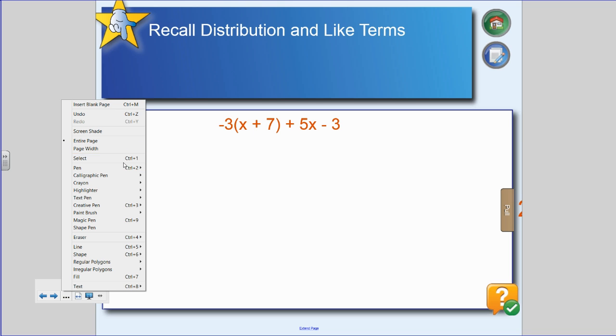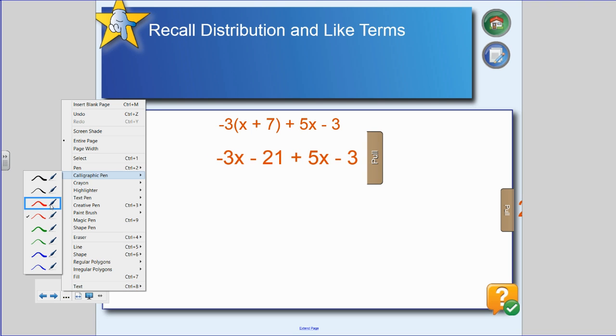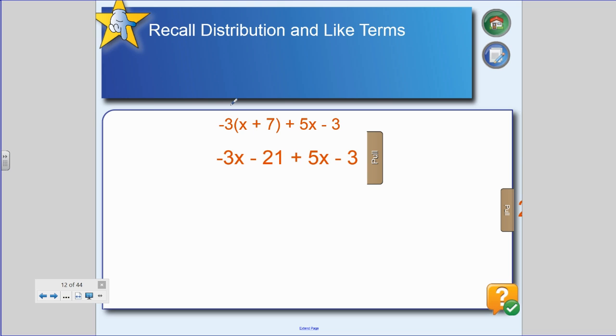So distribution, when we use the distributive property, was when we've got a factor sitting outside of a group that had terms inside of the group that were being added and subtracted. So if you notice, we're going to distribute that -3 on the outside. We're going to distribute that -3 in this particular case.